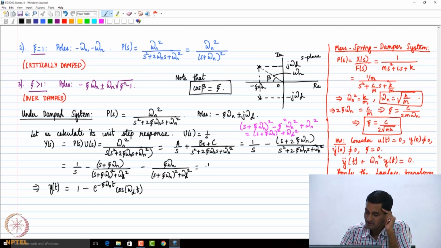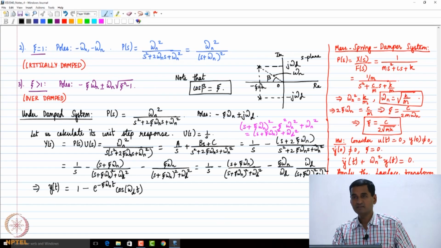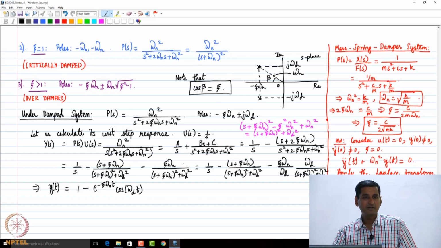So, let me do one more intermediate step. I can rewrite this as 1 by s minus s divided by s plus zeta omega n whole square plus omega d square, okay, minus, let me do this, zeta omega n divided by omega d times omega d divided by s plus zeta omega n whole square plus omega d square, right? I can do this also. What did I do? I just divided and multiplied by omega d in the second term.